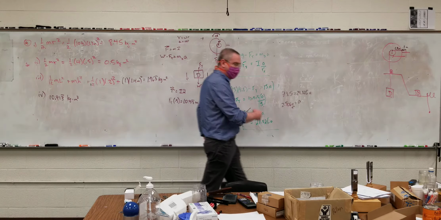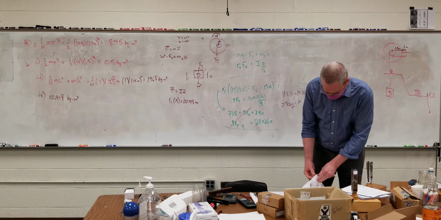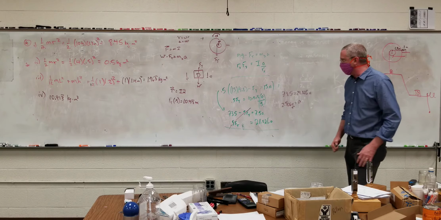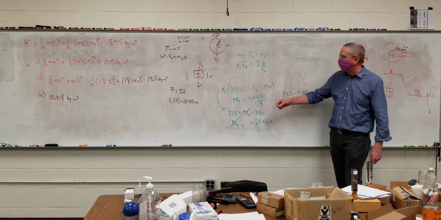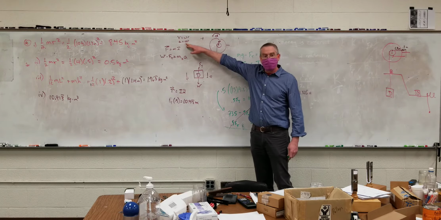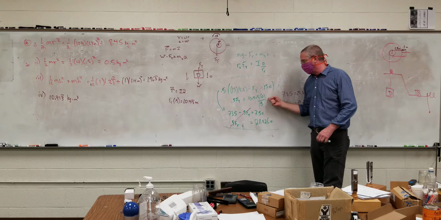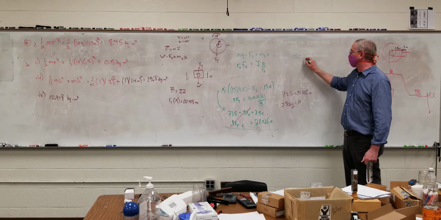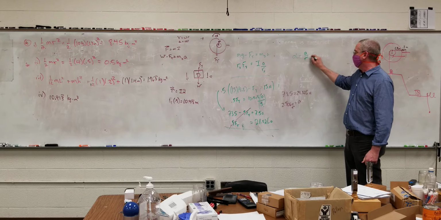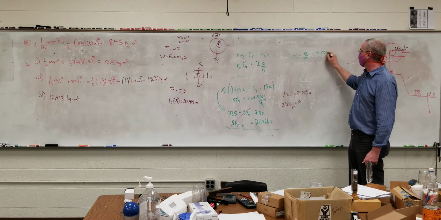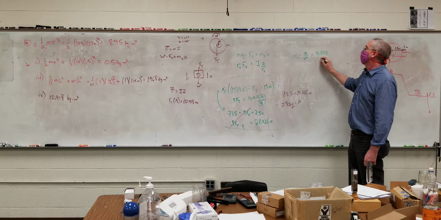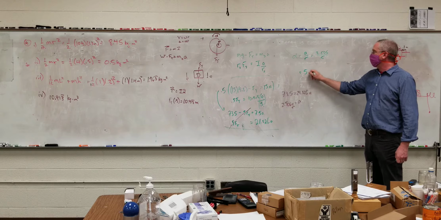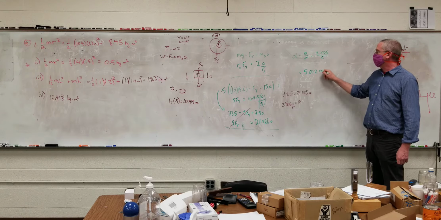Now that I know a, for part C, what's the angular acceleration of the disks? Well, I have the relationship already right there. I'd already made that substitution. I know that the angular acceleration of the disk is equal to a divided by R, which is 2.506 divided by 0.5. So 5.012 radians per second squared.